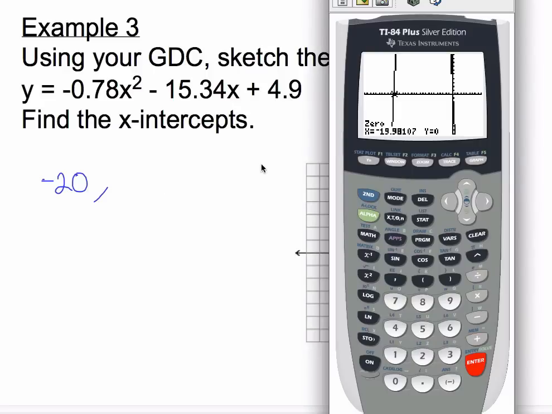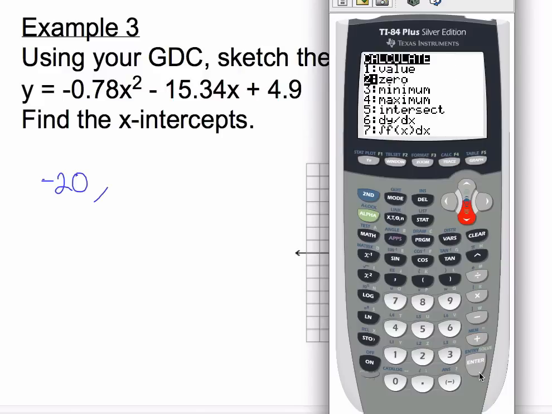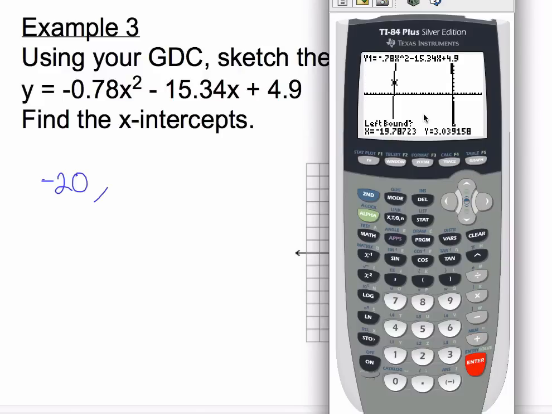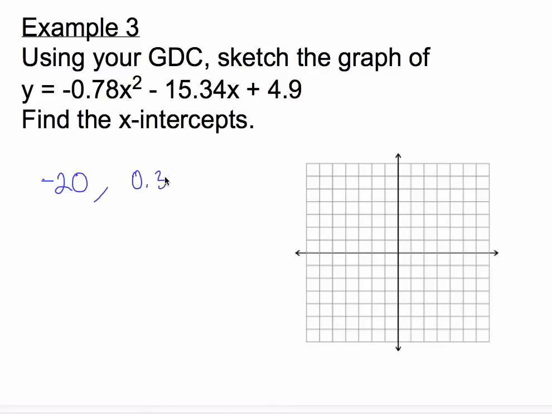And the second one is going to be over here, very close to 0. Actually, that's going to be kind of easier, I guess. I'm going to go to 0. I'm going to say my guess for my left bound is negative 1, because that's definitely to the left of the x-intercept there. And for my right bound, I'm going to say 2, because that's definitely to the right. For my guess, I'm going to guess 1 or 0 or whatever. And I should calculate it for you. 0.31. 0.31 is the other one.